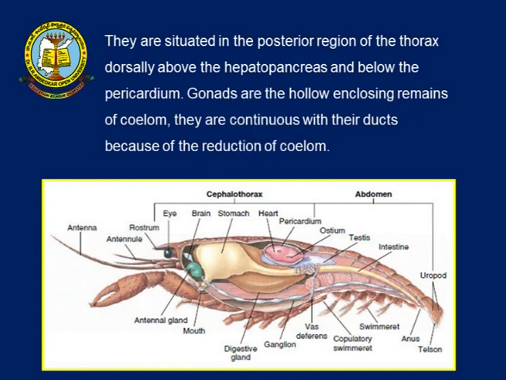So, these are present in the posterior region of the thorax, dorsally above the hepatopancreas and below the pericardial sinus. The gonads are hollow, enclosed in the remains of the coelom, and they are continuous with the duct because of the reduction of the coelom. In this picture of a male prawn, we can clearly see the gonad, that is the testis, present over here, which is the same place where the female ovary would also be present.